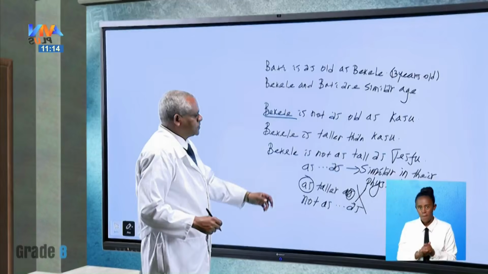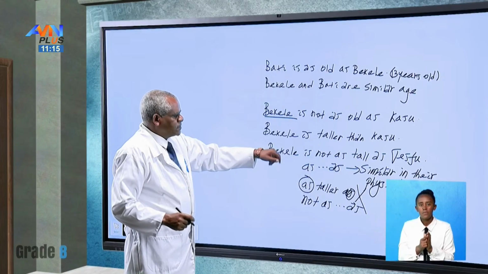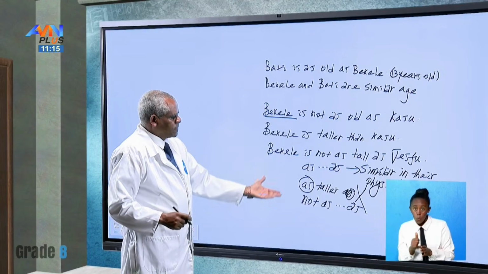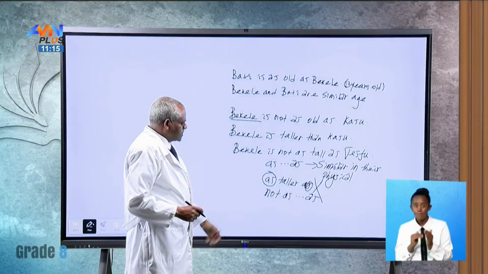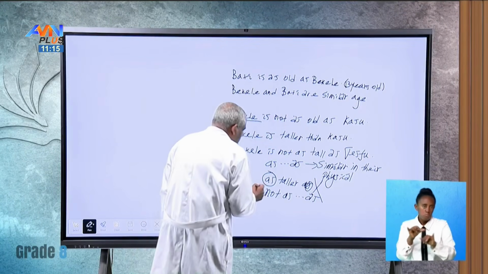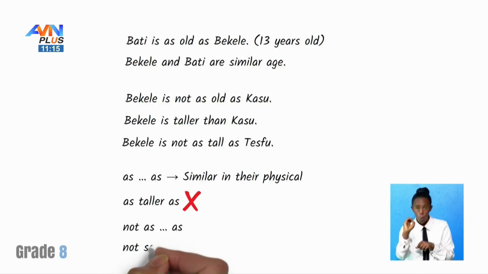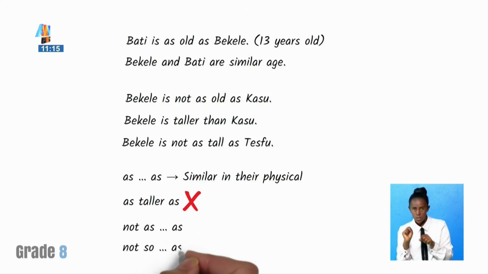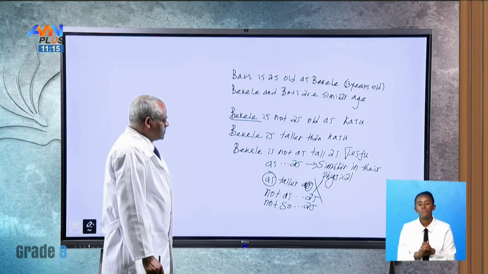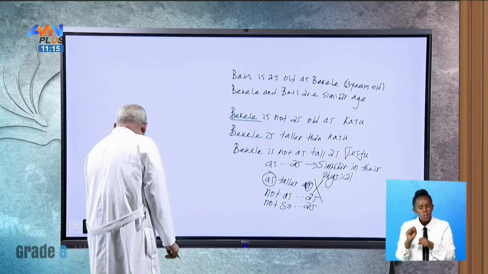The same is true that we have done so far in such a case. Bakala is not as tall as Tasfu. It seems like this. That means this "as" structure can be replaced by such a case too. So "so... as", but don't forget that. One difference between the "as" structure and the "so" structure. Let me tell you about these two structures.